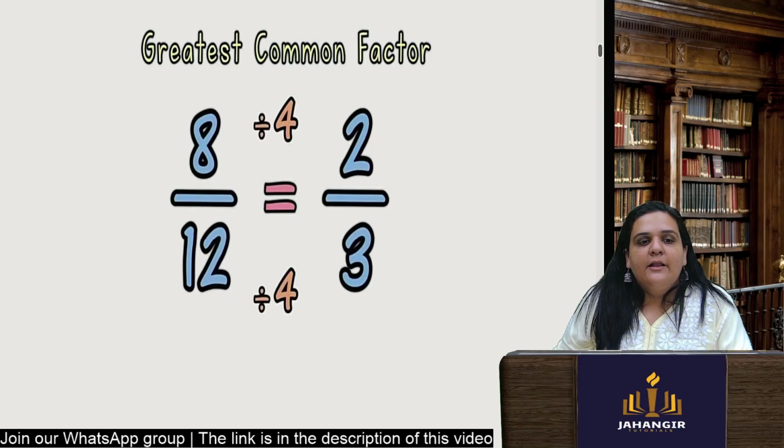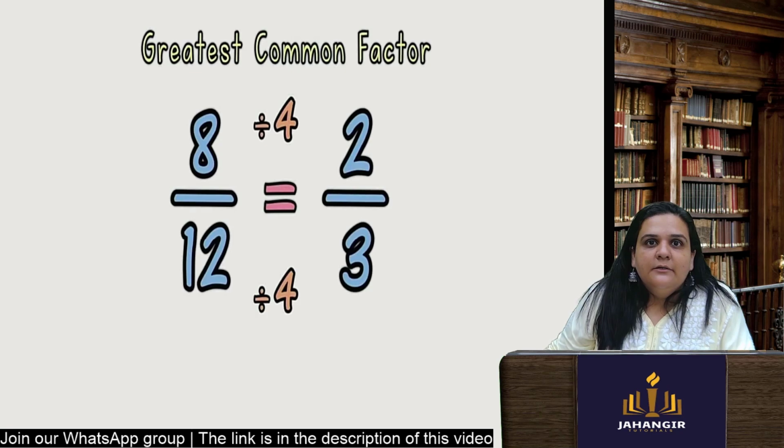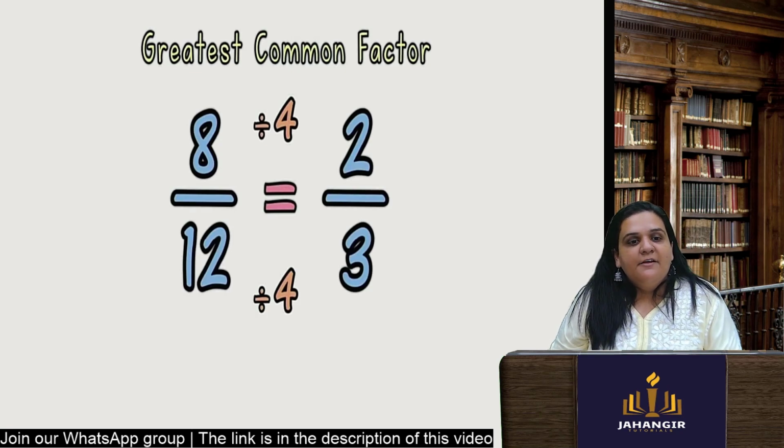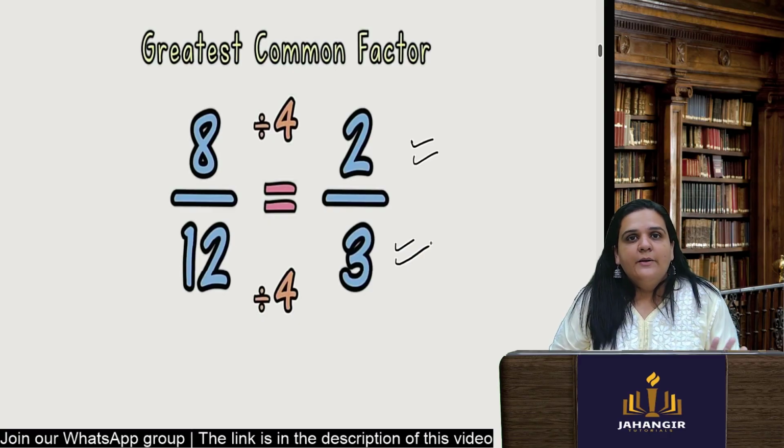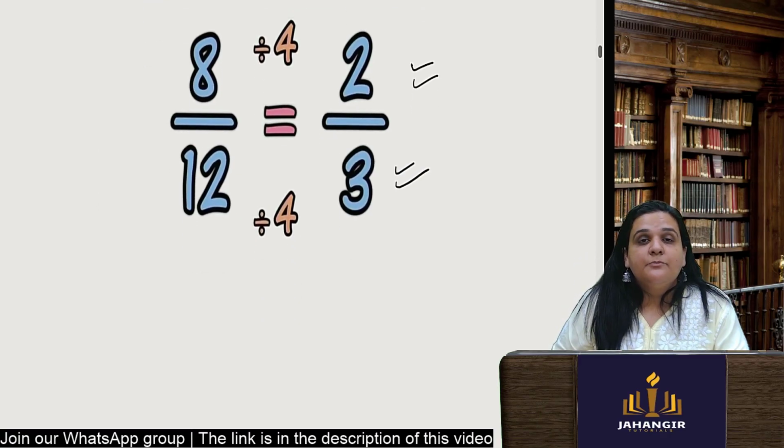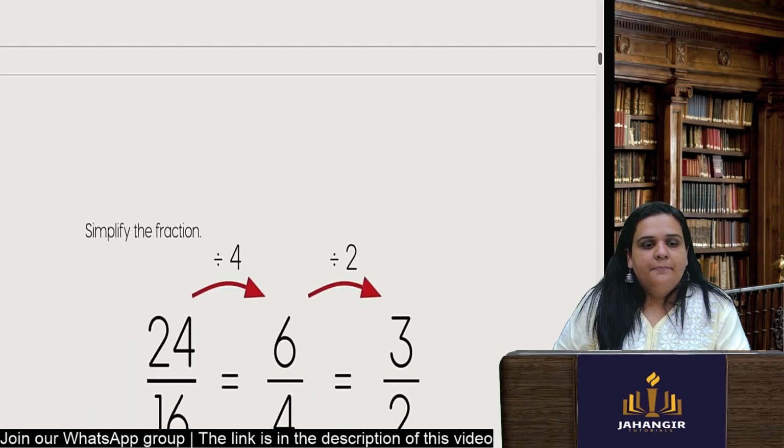8 divided by 12. Both of them will go in the table of 4. Right. So, if I divide 8 by 4, I will get 2. If I divide 12 by 4, I will get 3. So, 2 by 3 is the simplest form. This also, you will always know how to do it in the simplest form. You are supposed to use the table properties.